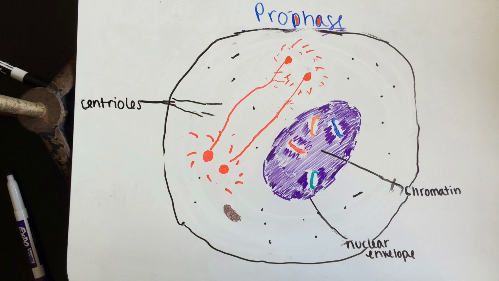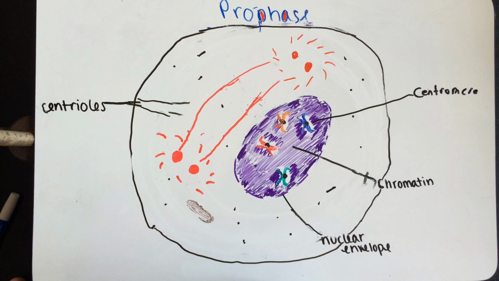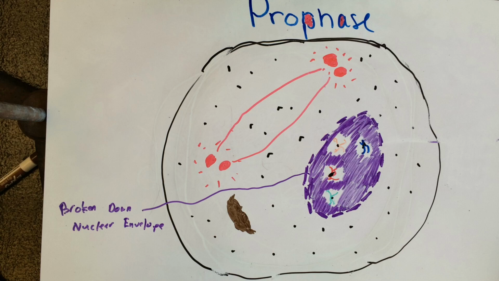In prophase, the DNA condenses and the centrioles separate and go to opposite poles. Spindle fibers are also produced, and the nuclear envelope and nucleolus break down.